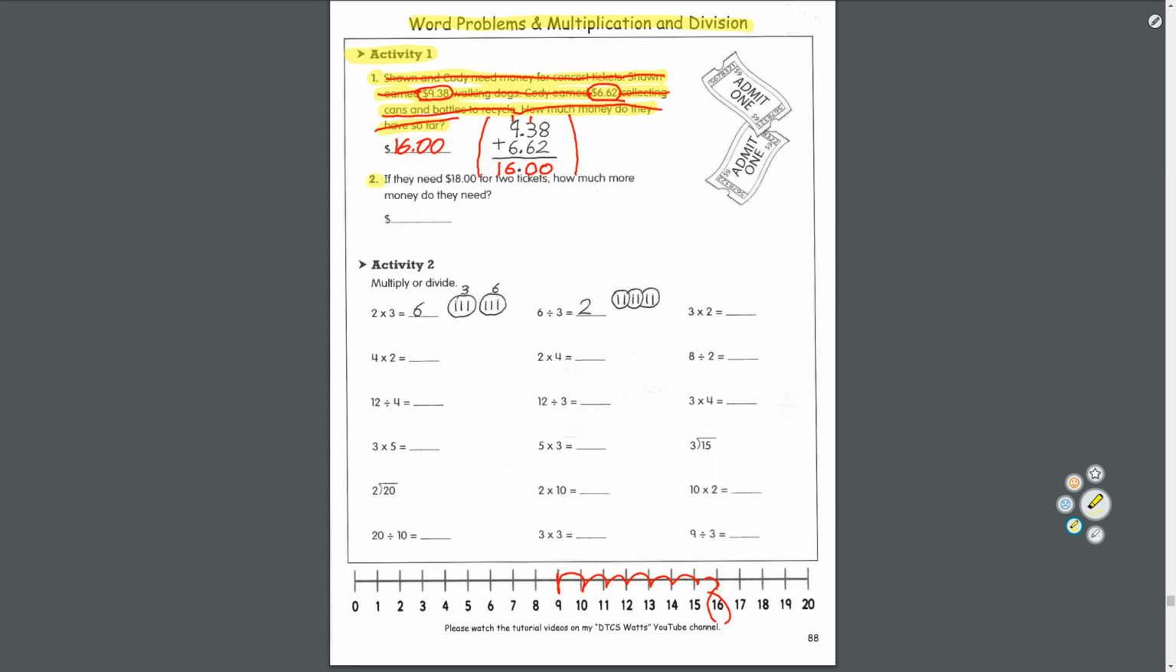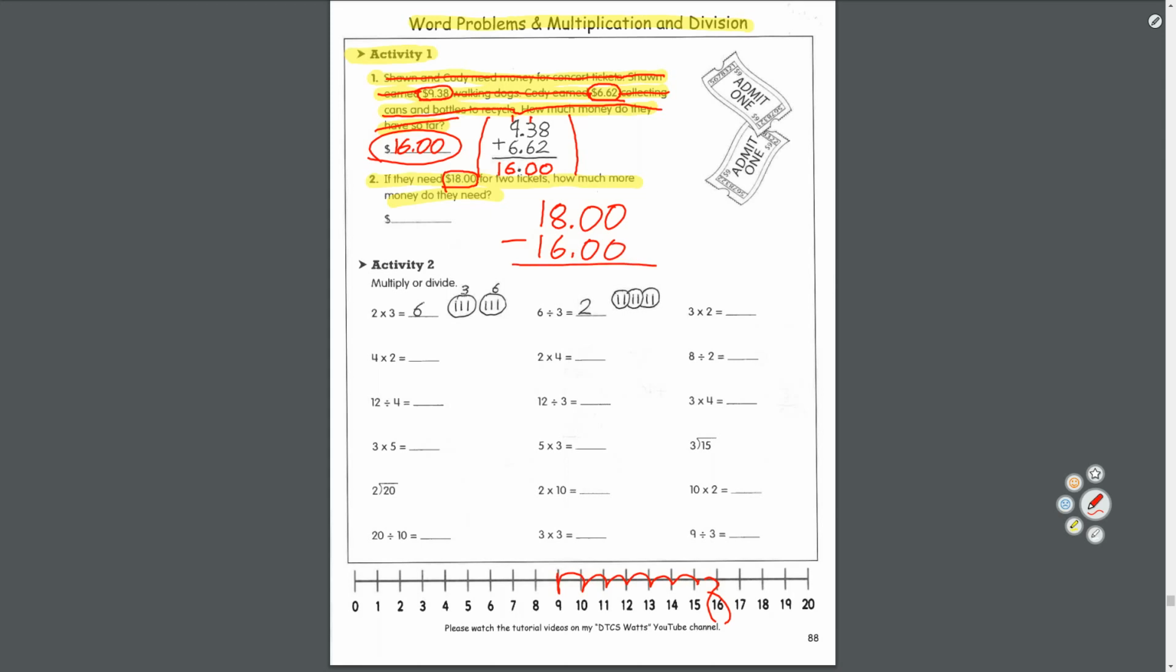Question 2. If they need $18 for 2 tickets, how much more money do they need? Okay. So remember, they want to go to a concert and they're going to need $18, but they only have 16 yet. So how do we figure out how much they need? We're going to use our subtraction. So they need $18, but they only have $16.